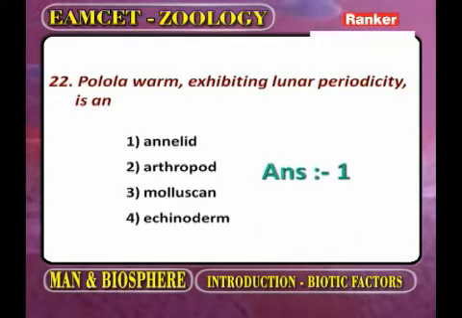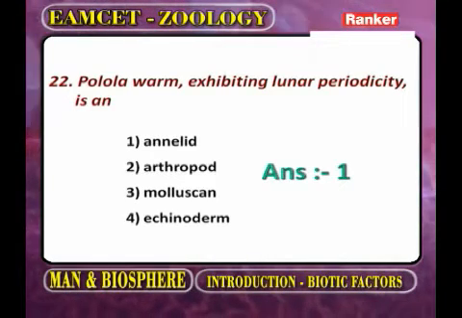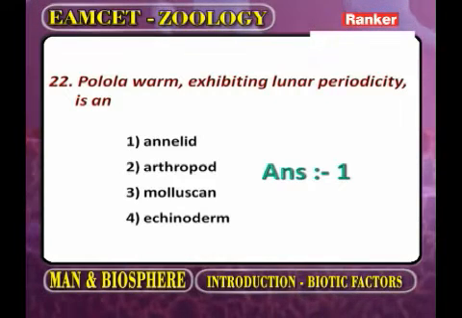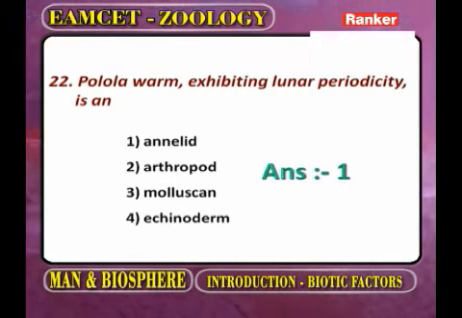Palolo worm, or Pacific palolo worm, exhibits the lunar periodicity, already discussed. What is the scientific name of the palolo worm? That is Eunice viridis. That is an annelid. It comes under which class? The Polychaeta. Now here the answer is annelid. Now we go for the next question.